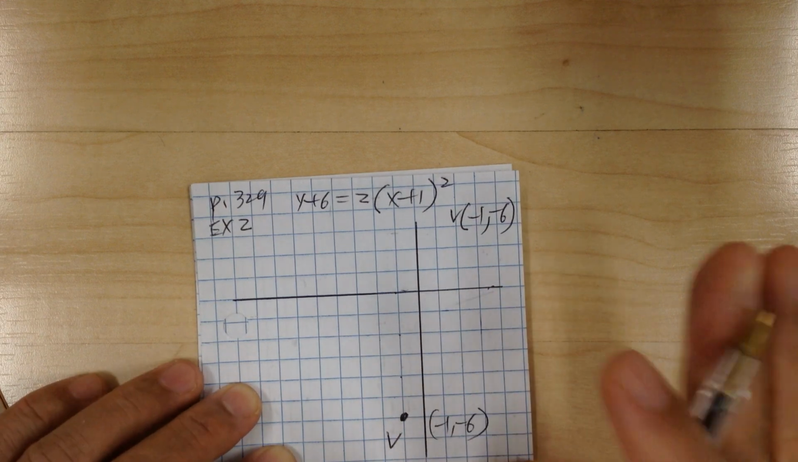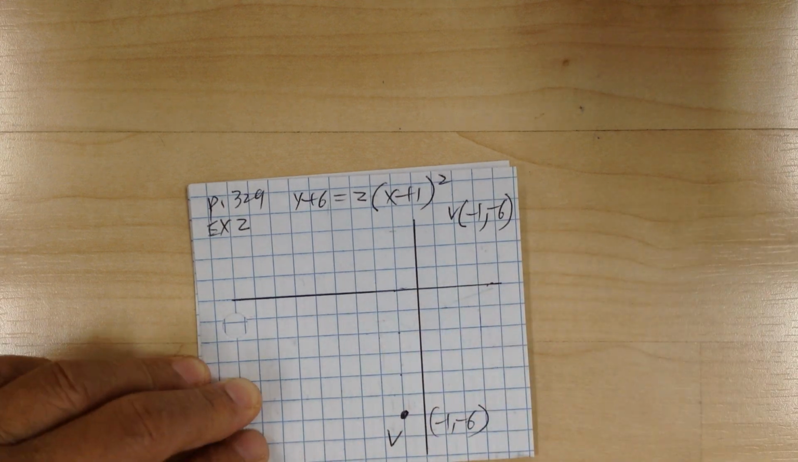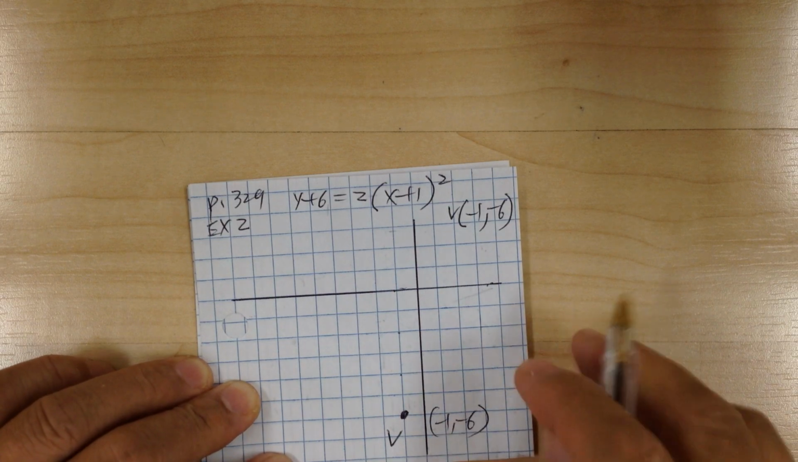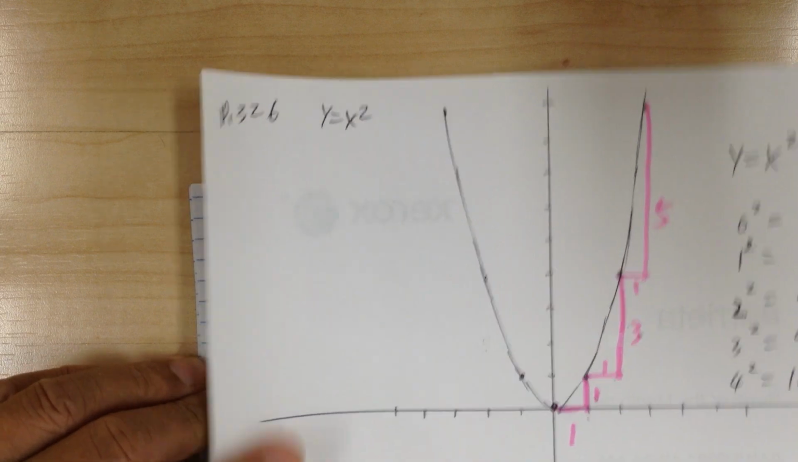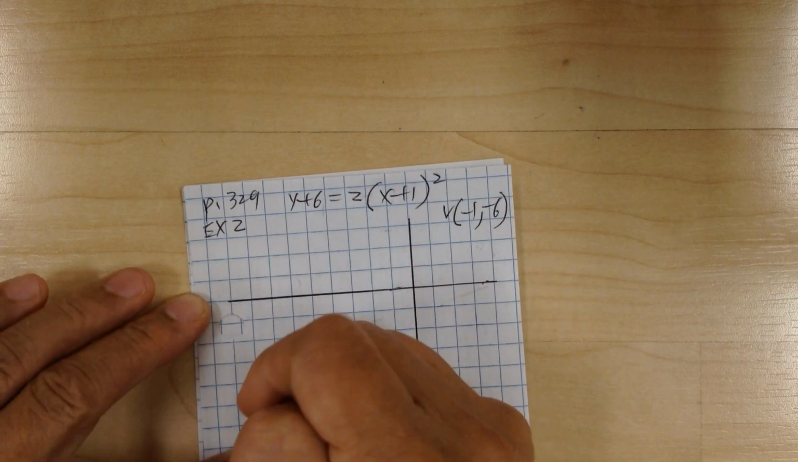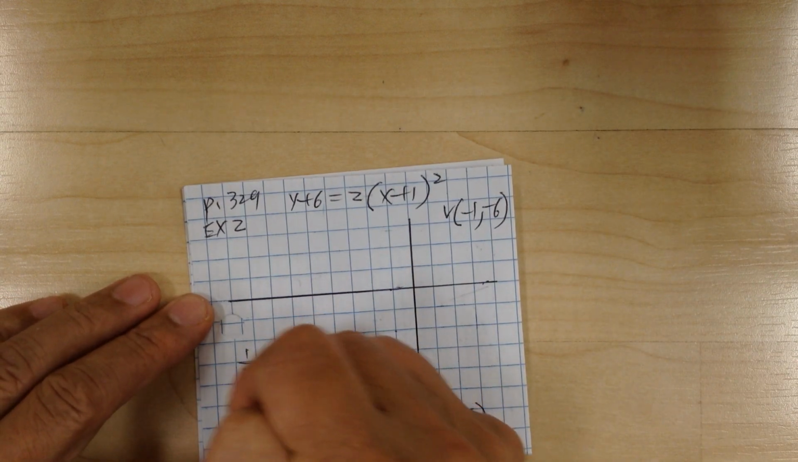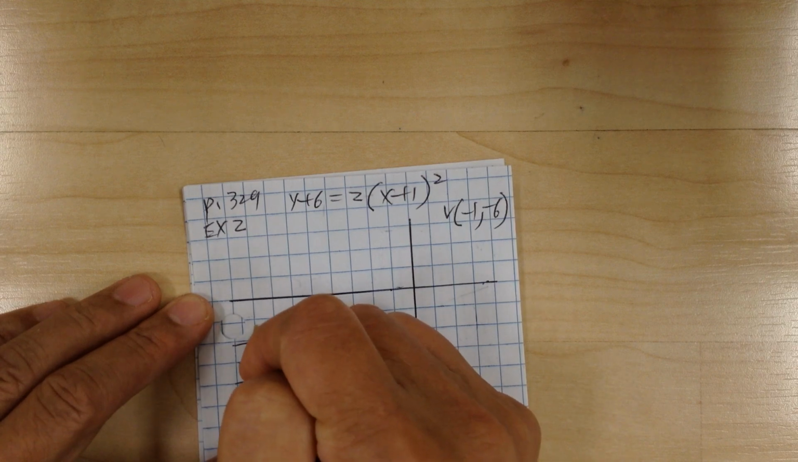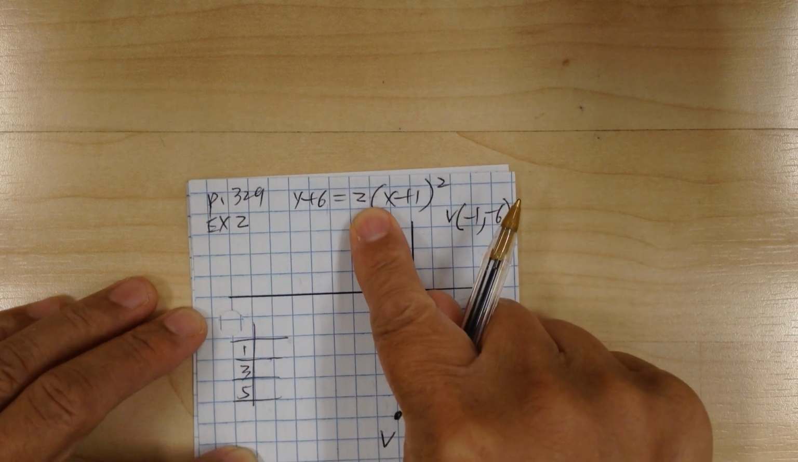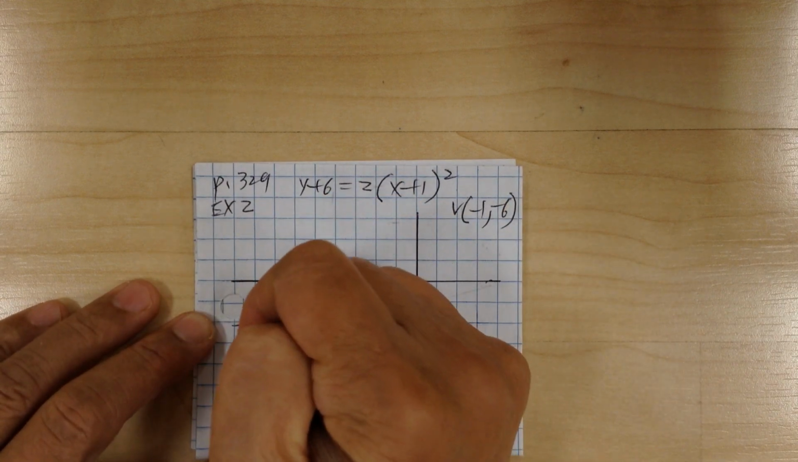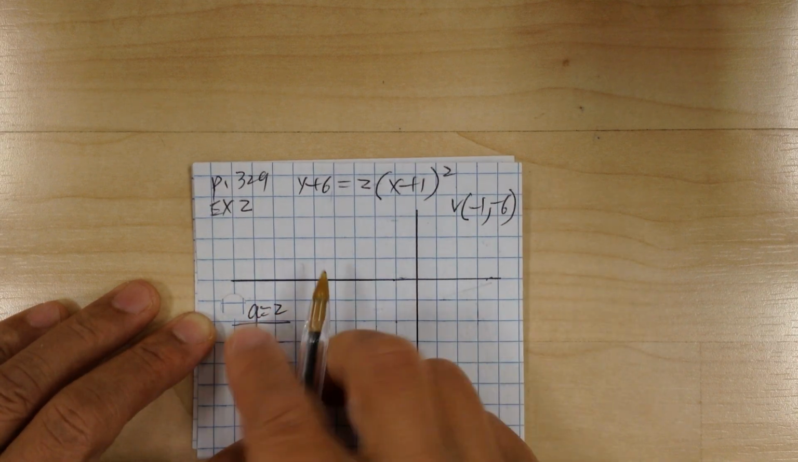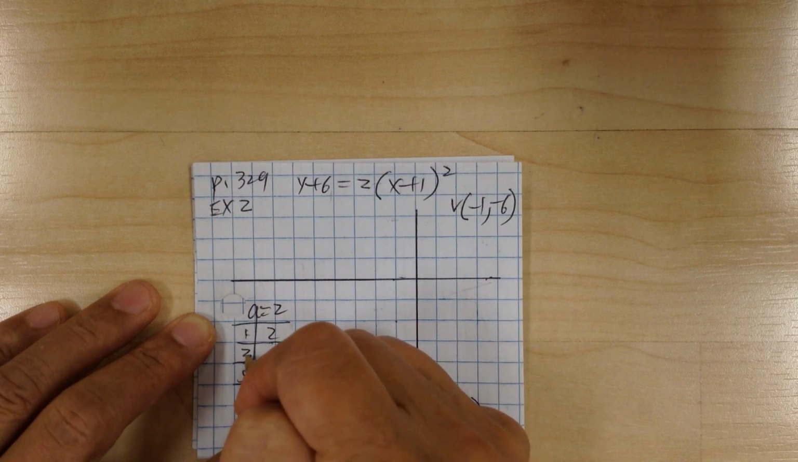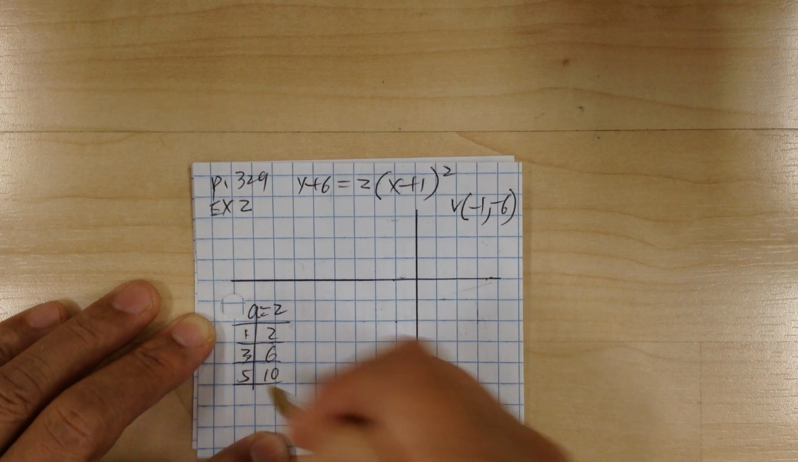Now to graph, you can make a table if you want to, but a table takes too long. So again, I'm going to use the trick of the 1, 3, 5. Okay, but you have to be careful now. The a is equal to 2, so you have to multiply by 2. So 1 becomes 2, 3 becomes 6, 5 becomes 10.